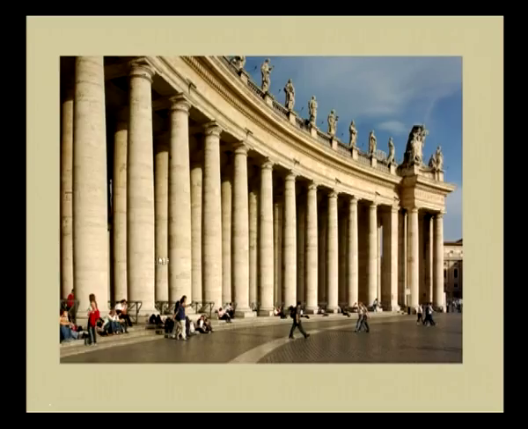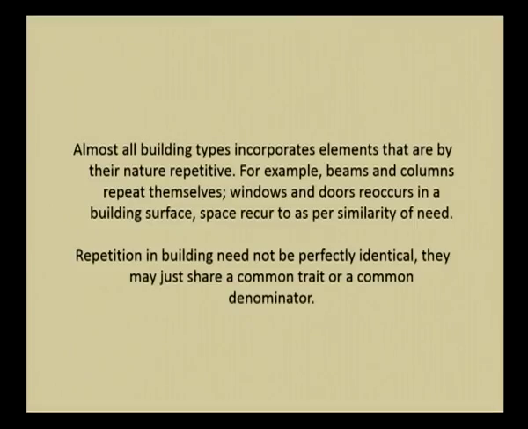The colonnade of St. Peter's Cathedral, St. Peter's Square. Almost all building types incorporate elements that are by their nature repetitive. For example, beams and columns repeat themselves. Even windows and doors recur on a building surface. Spaces also recur inside the building to repeat itself.